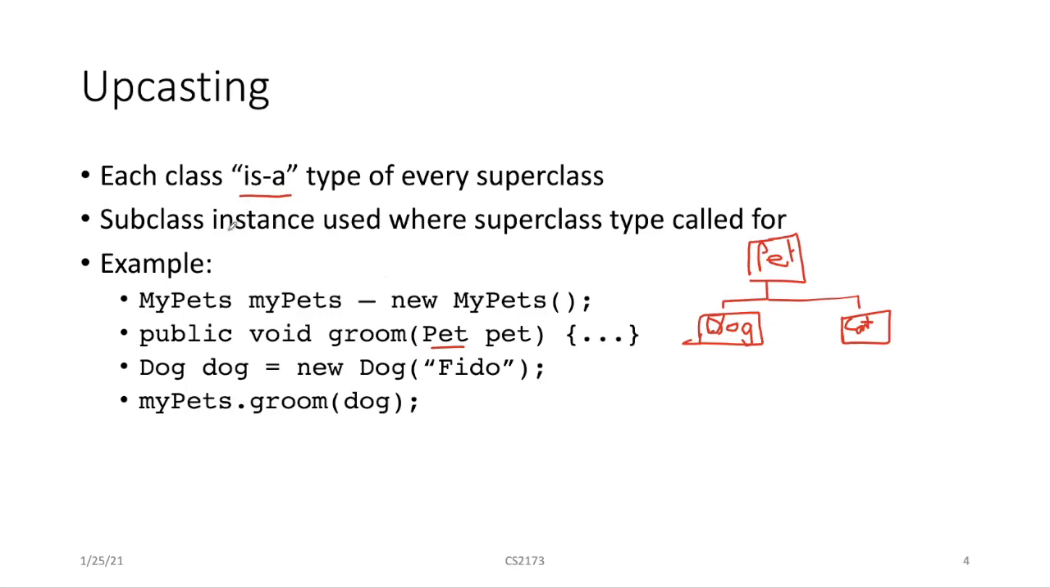Okay, so the upcasting thing has to do with the fact that you can use a subclass instance where the superclass type is called for. So for example, if there was a method in another class, let's call it MyPets, and I had a method called groom, and notice the signature of groom is Pet. That means when I invoke the groom method, I must give it an instance of a Pet.